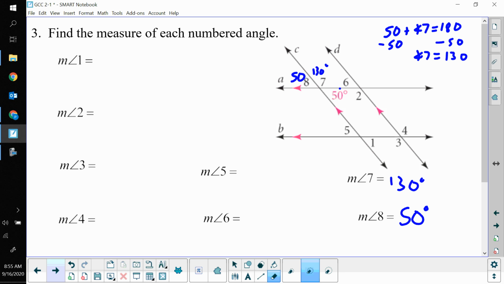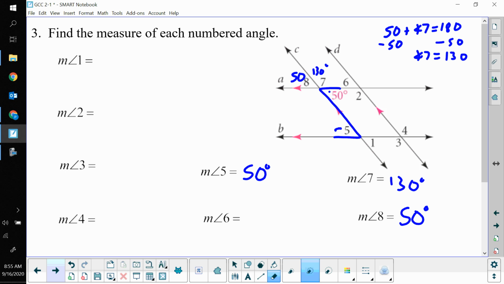Well, we can do a zigzag here with our parallel lines. When you do the zigzag, the flat parts of the zigzag should represent the parallel lines. The angles of the zigzag tell us where there are alternate interior angles. So we have here and here. And alternate interior angles are equal. So that tells us that angle 5 has to also be 50 degrees.